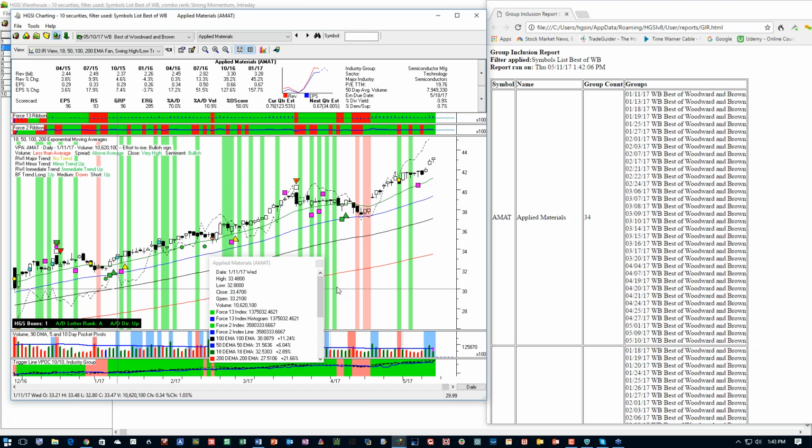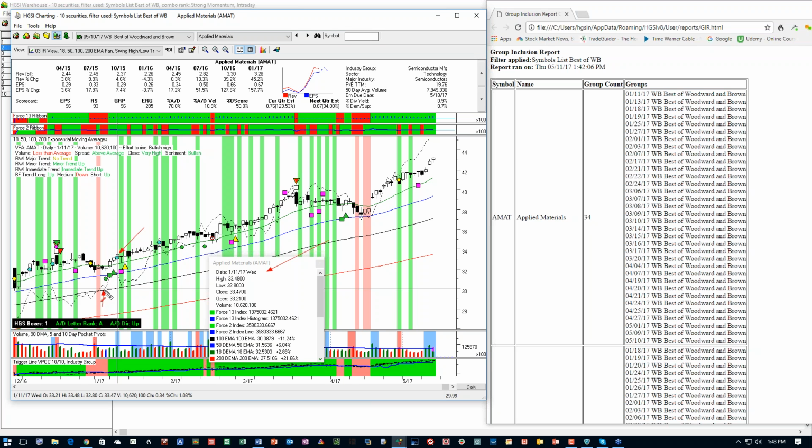So this shows me that AMAT, going back to the first of the year, first appeared in the Best of Woodward and Brown on the 11th of January. And if you look over here, that was on a Wednesday. Here is where it closed. And on that day, what happened, it had an effort to rise.